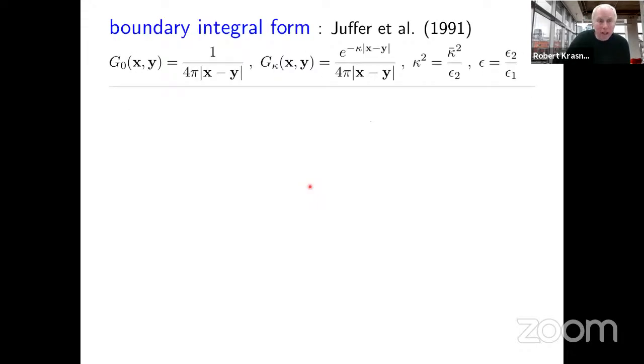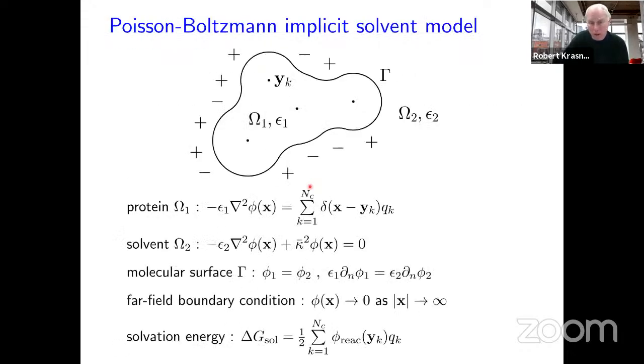We need to convert those differential equations that we saw here into boundary integral equations on the molecular surface. We're going to solve for the potential on the surface and the normal derivative of the potential on the surface.